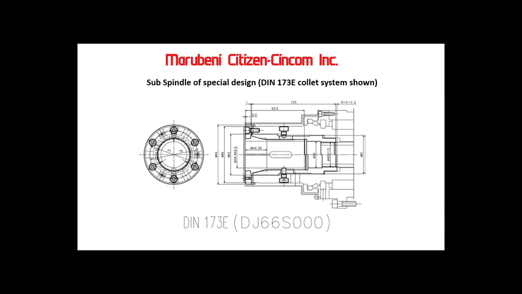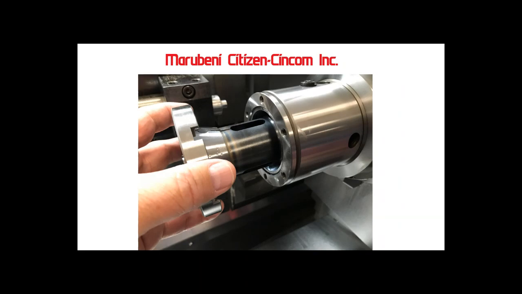And just to confirm, Tim, this is the 42S. That is correct. The DHY3 will be coming up later. So here's a better view of the sub spindle nose. As mentioned, the collet cabinet bolts directly onto the spindle.